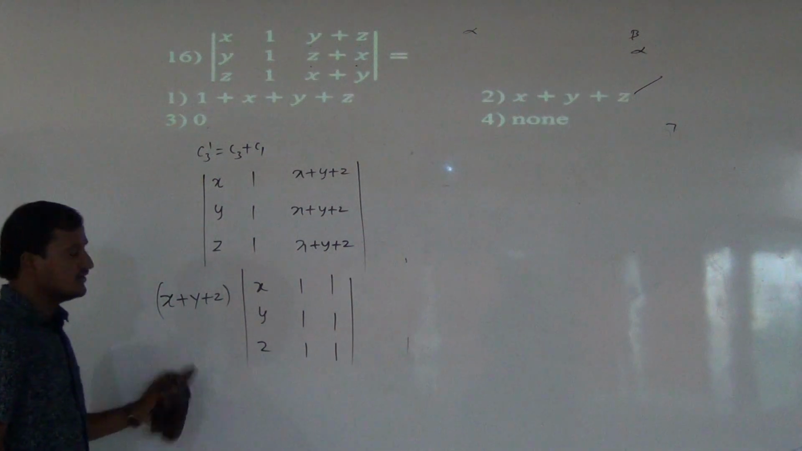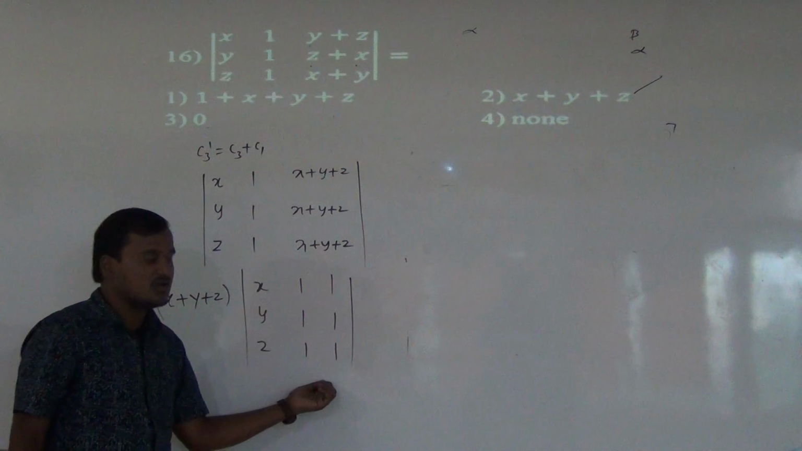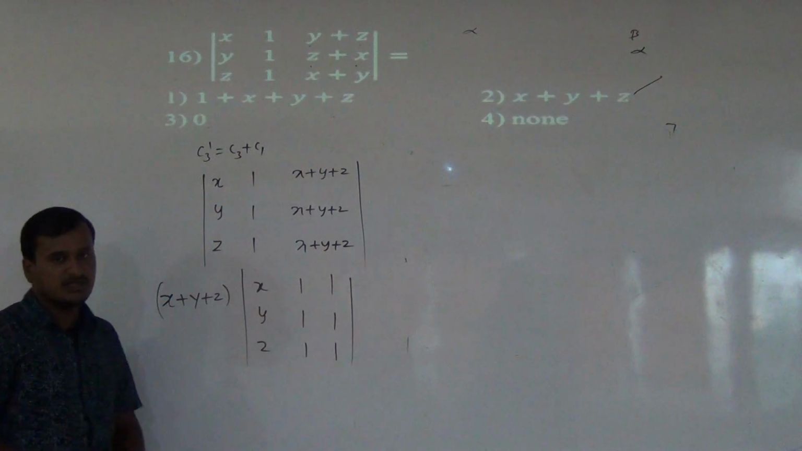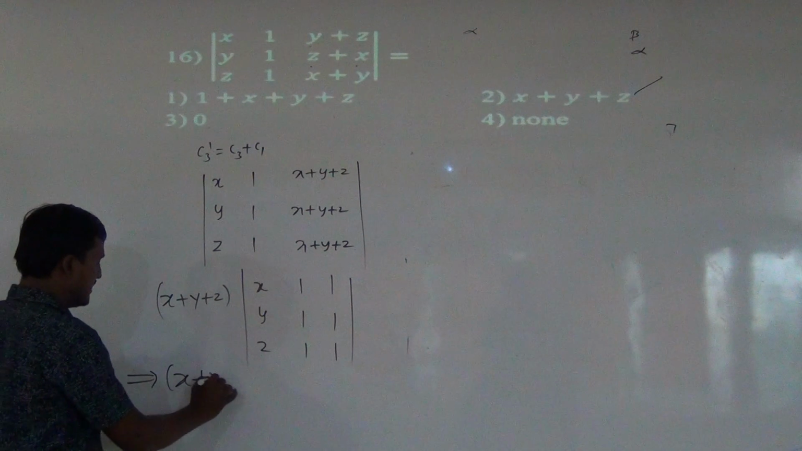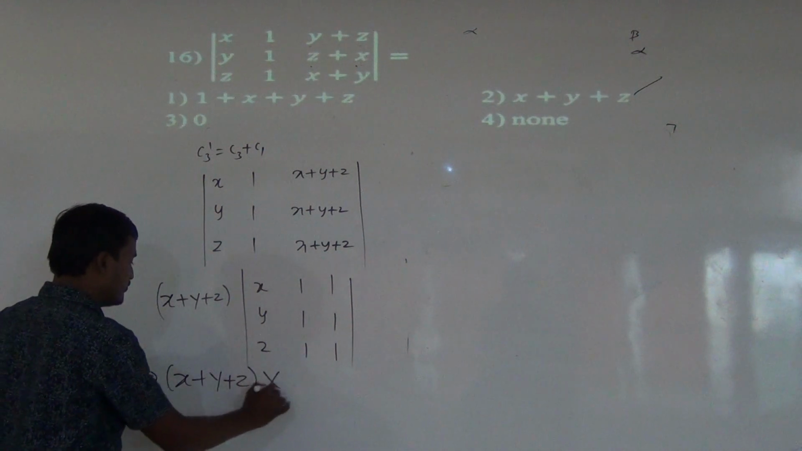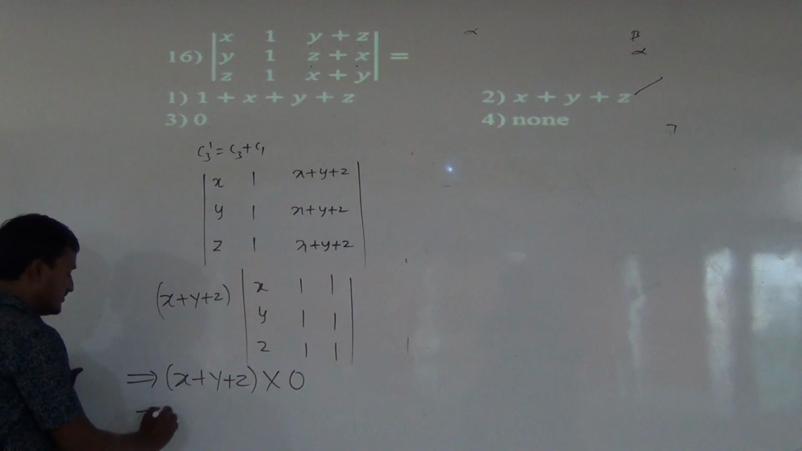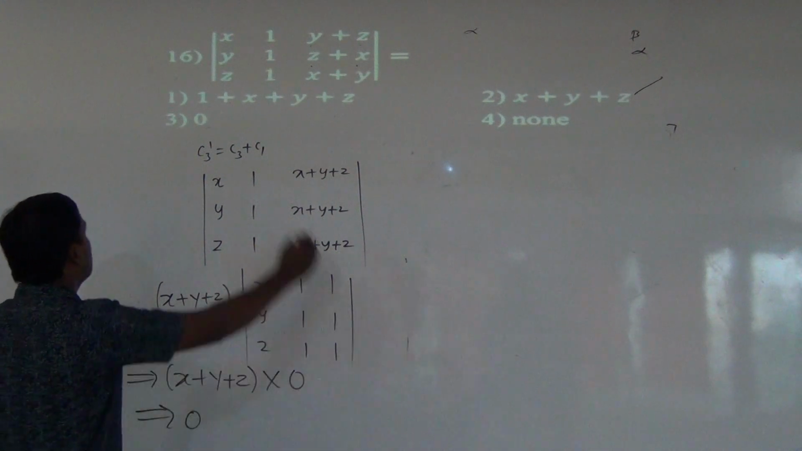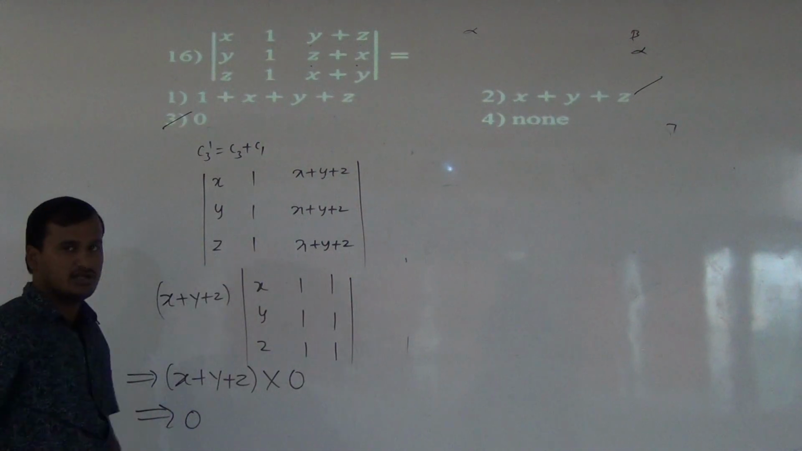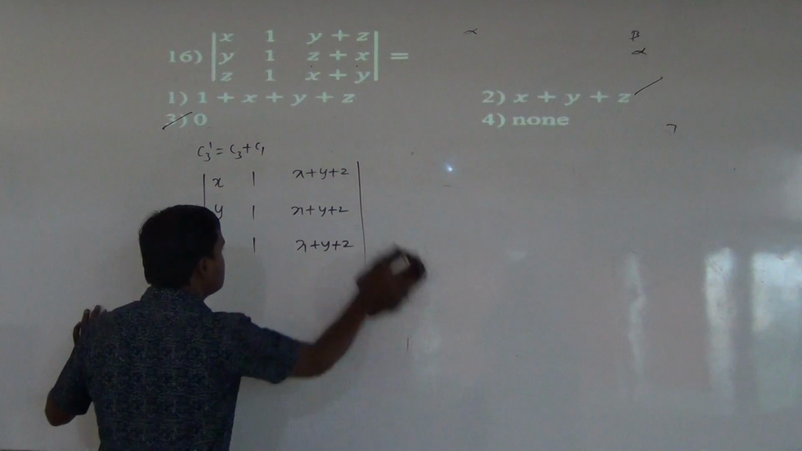You already know that in a determinant, if any two rows or columns are identical, then the value of the determinant becomes 0. So according to the property, (X plus Y plus Z) into 0, because C1 is identical with C3, therefore the answer is 0. Which option is the right one? The third option is the right one. Next, we will go for the next question.